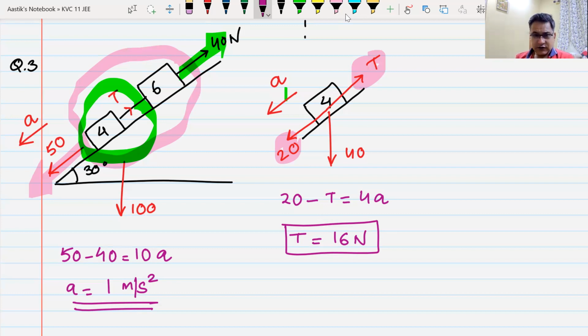Same thing I have done, which I had done in the previous cases. The only difference here is since the block is kept on an incline, we have got one force which is going downwards. And because of this, the equation looks somewhat different.